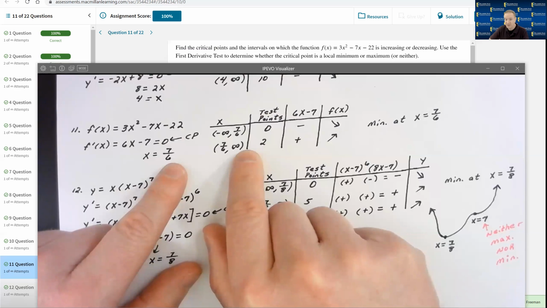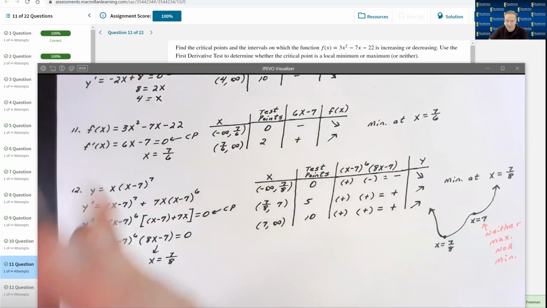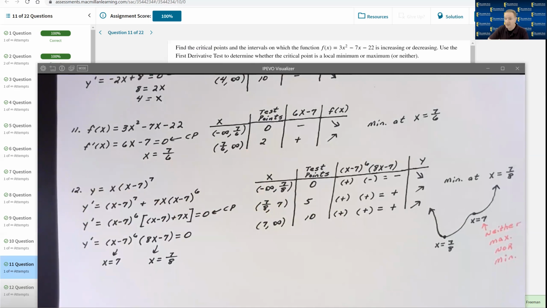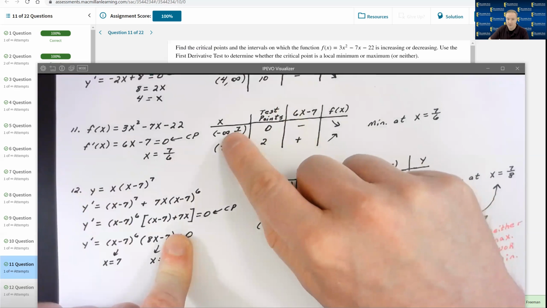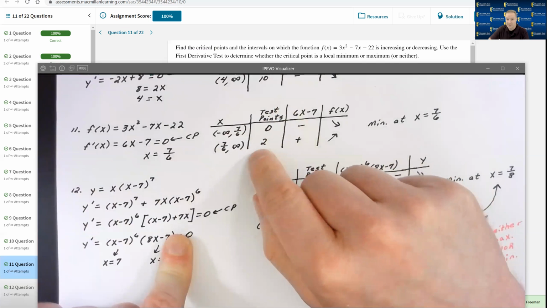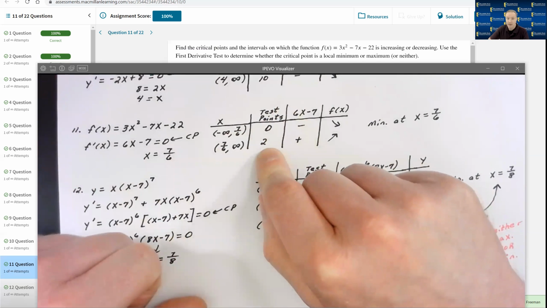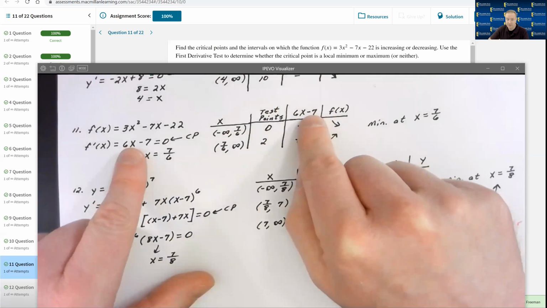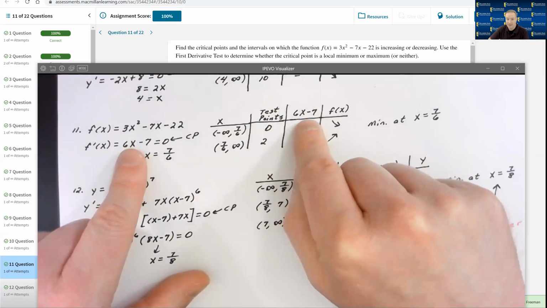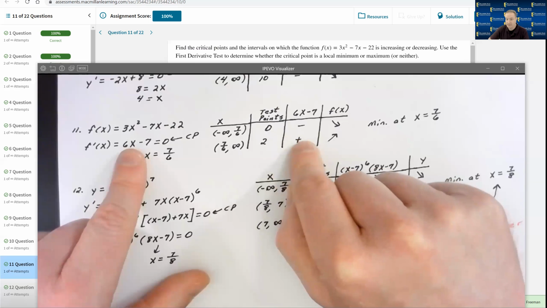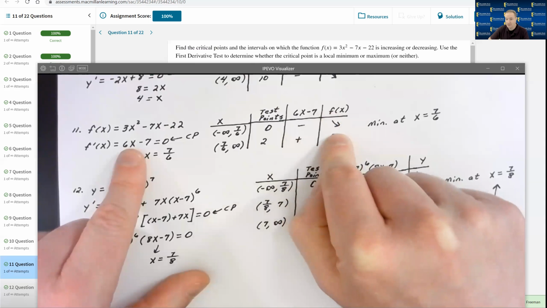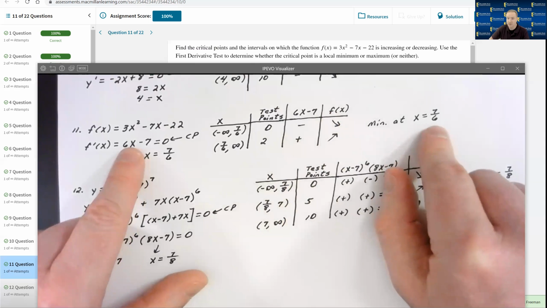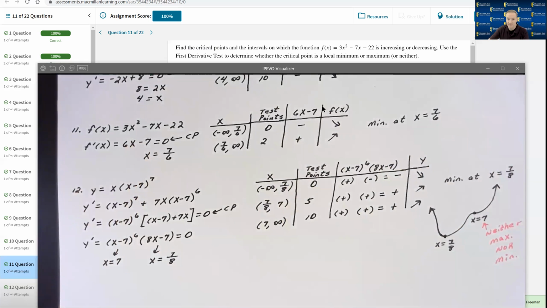I choose test points within each of these regions, some number between -infinity and 7/6. Anytime 0 is within a region, I always try to choose it. So 0 is in that region, I'll put a 0. Some number between 7/6 and infinity, I chose a 2. Now I'm plugging that into my first derivative. There was no need to factor it this time. When you plug a 0 in, clearly it's a negative. When you plug a 2 in, you'd get a +5. So I know it's decreasing before the critical point. It's increasing after the critical point. We're going to have a minimum at that critical point at x equals 7/6.